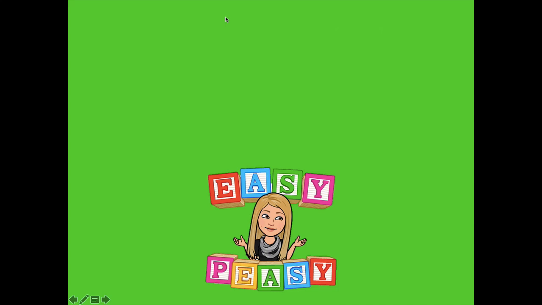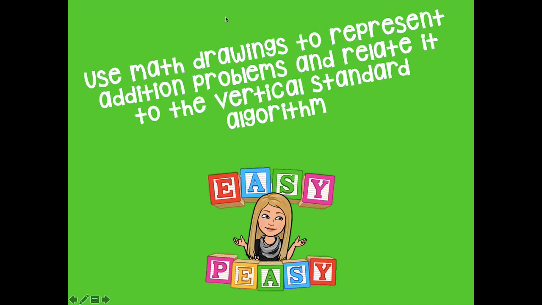You guys are pros now with using those math drawings to represent the addition problems and relating it to the vertical standard algorithm or the vertical form. So great job, friends. Please head back on over to the module to see what you need to complete for your independent practice. As always, if you have any questions, please let me know. I'd be more than happy to help.